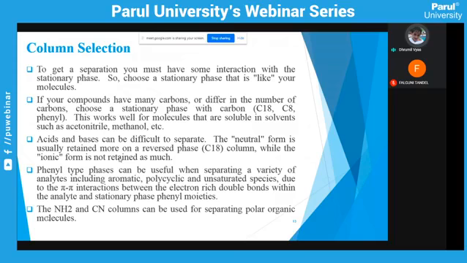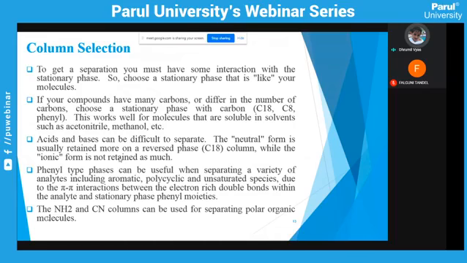So now we'll move to column selection. Different types of columns are available in the market. You people may not be aware, but industry people are very well aware. Lots of vendors are available and lots of different types of columns are also available. So how do we select our column? We have to select our column in such a way that the column likes our molecule.